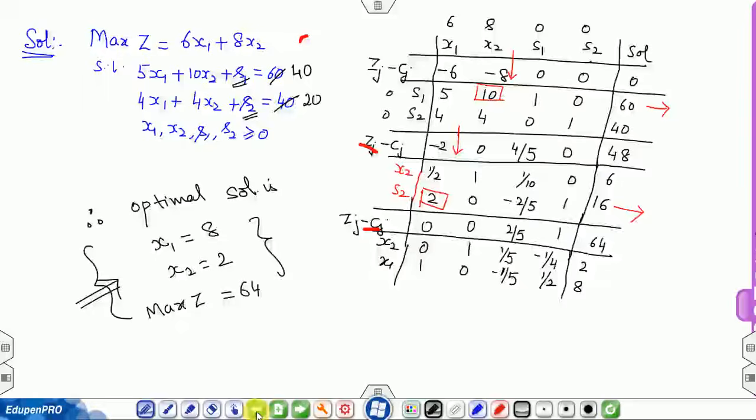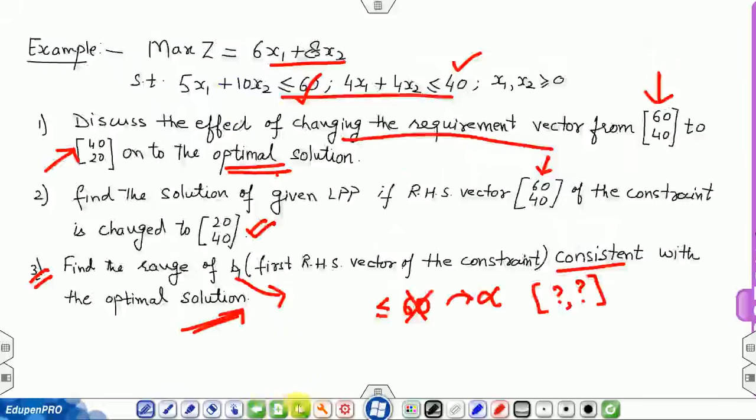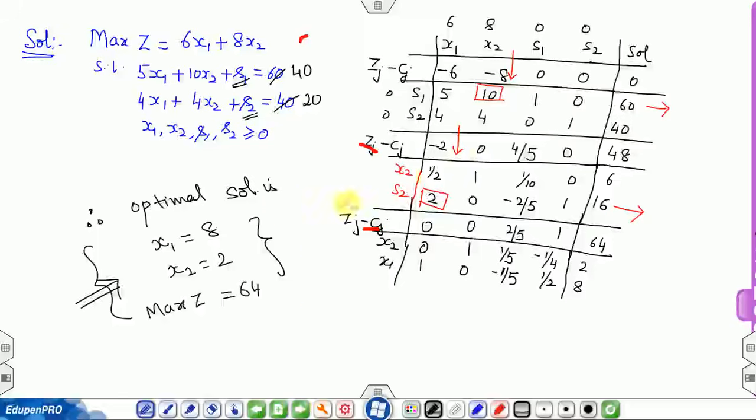If you remember how you find B inverse, look at this problem. What is the initial table? It is made of I, that is the identity matrix. So this is the 2 by 2 matrix. What makes I is s1 and s2.